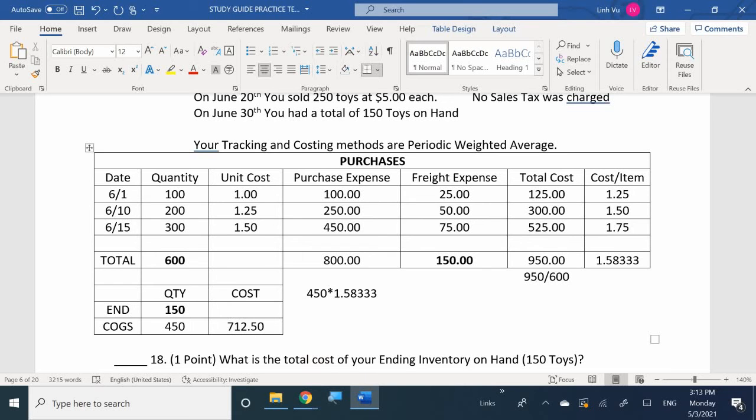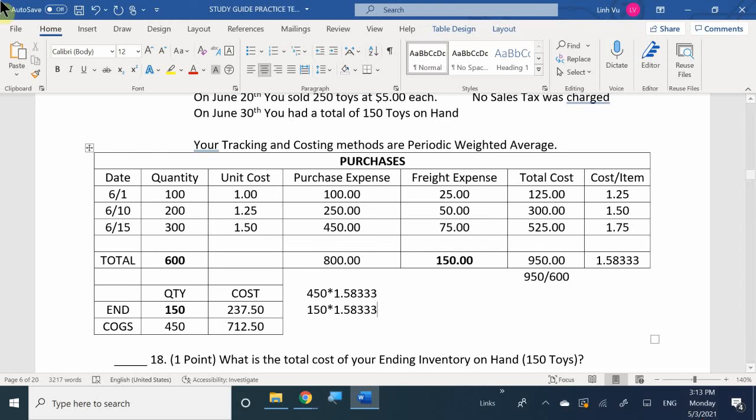So then if I got 712.50 to be my cost of goods sold, then therefore what should be my ending inventory? 237.50, right? We take our 950 and we subtract out the 712.50. Or if you guys want to, you can also solve for the 150 times 1.583333, and you're going to get $237.50. So that's going to be that.